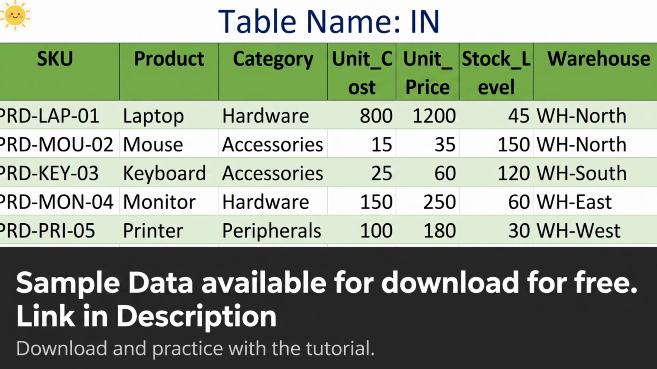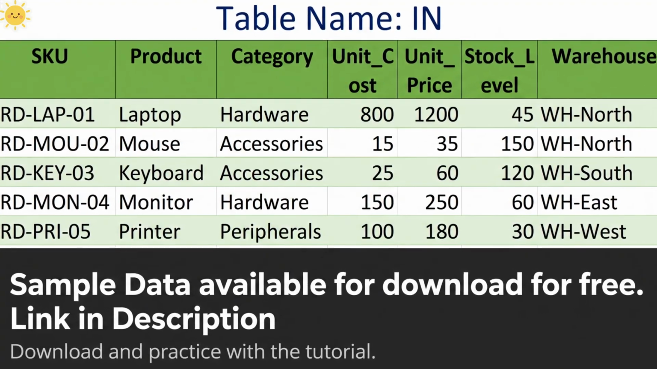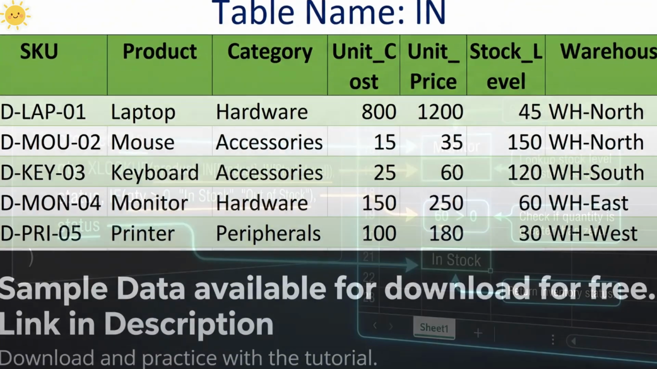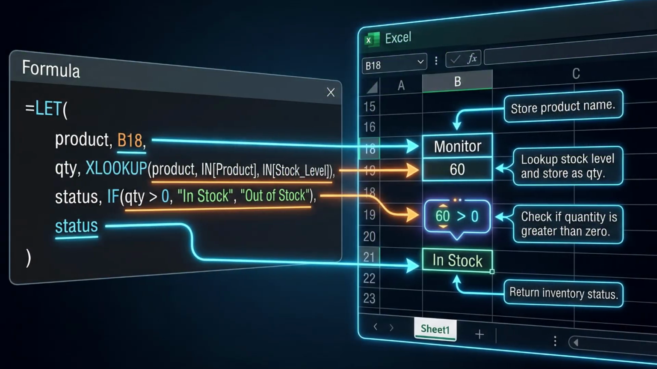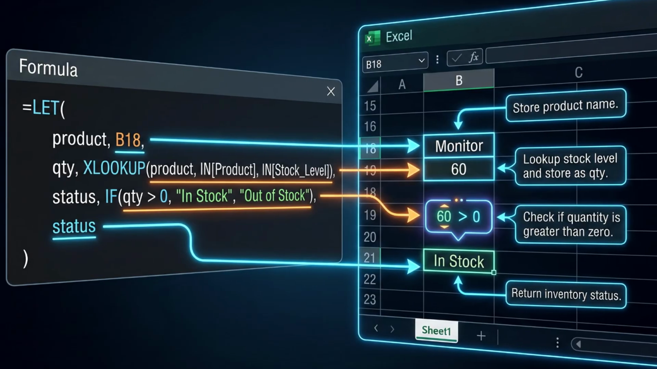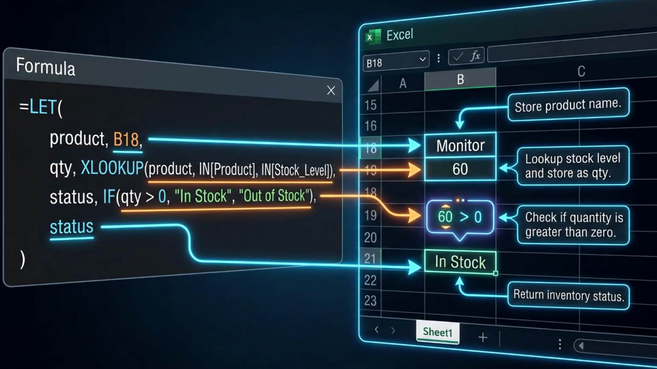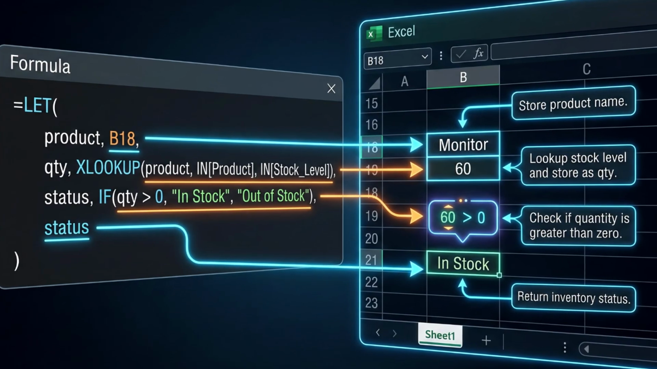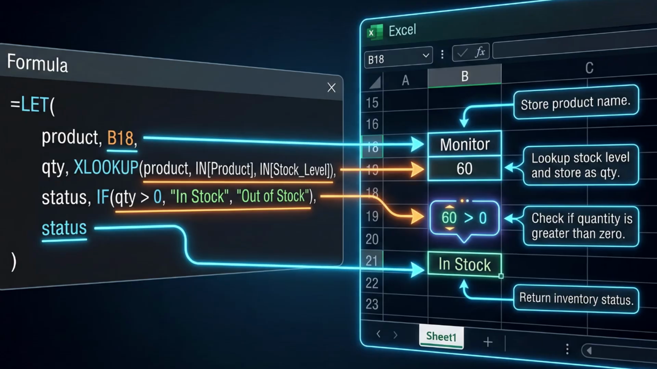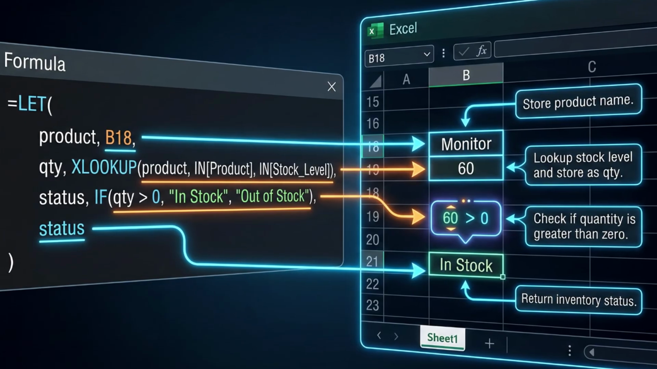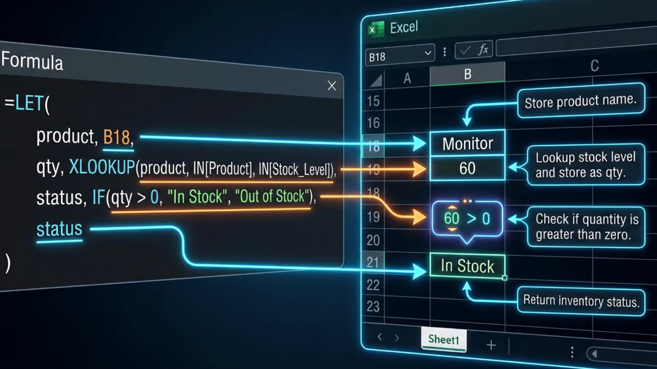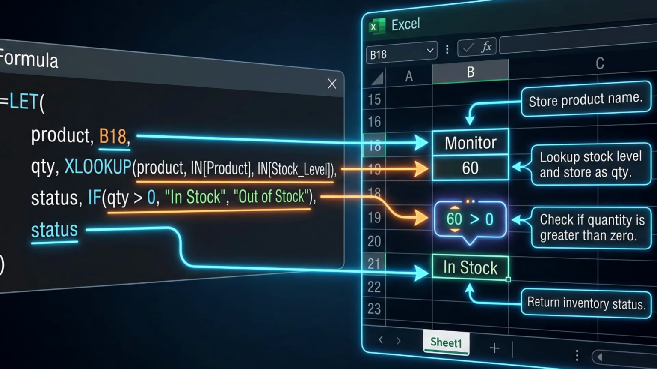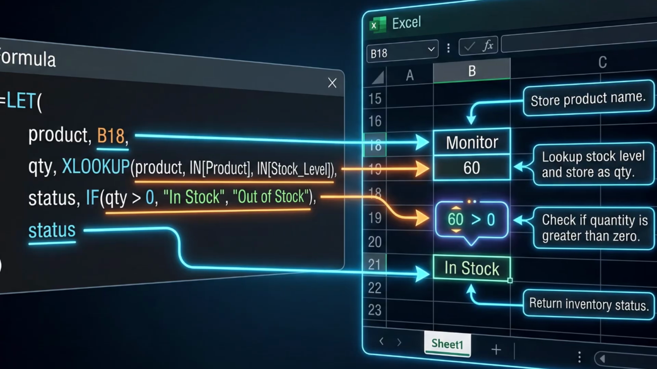If you have ever written a long formula that repeats the same logic several times, LET is the function that solves that problem. By the end of this lesson, you will understand how LET stores values inside variables, how it reduces repeated calculations, and how it makes complex formulas easier to read. We will walk through 3 practical demonstrations based on real business data. These demonstrations include margin classification, text cleaning, and inventory status.